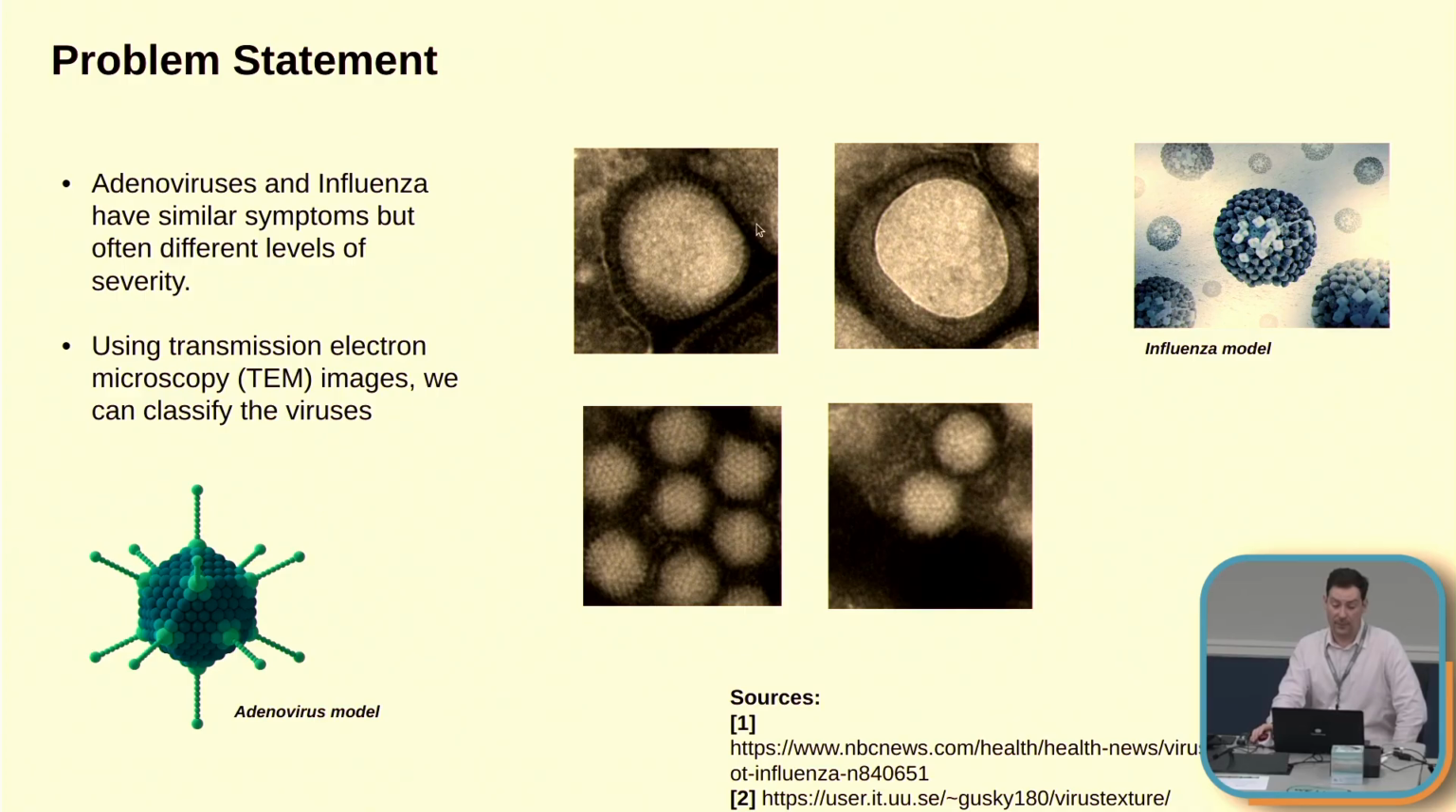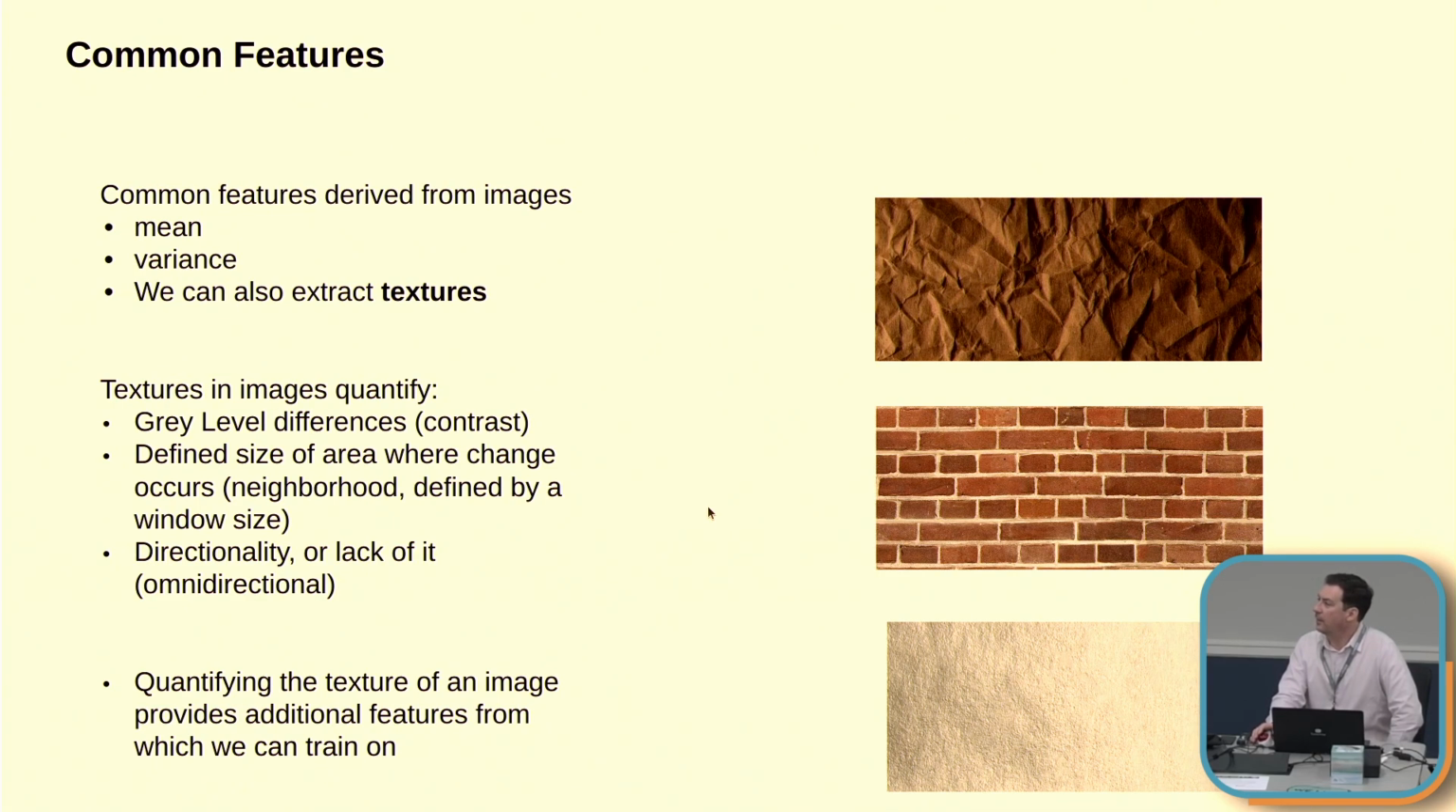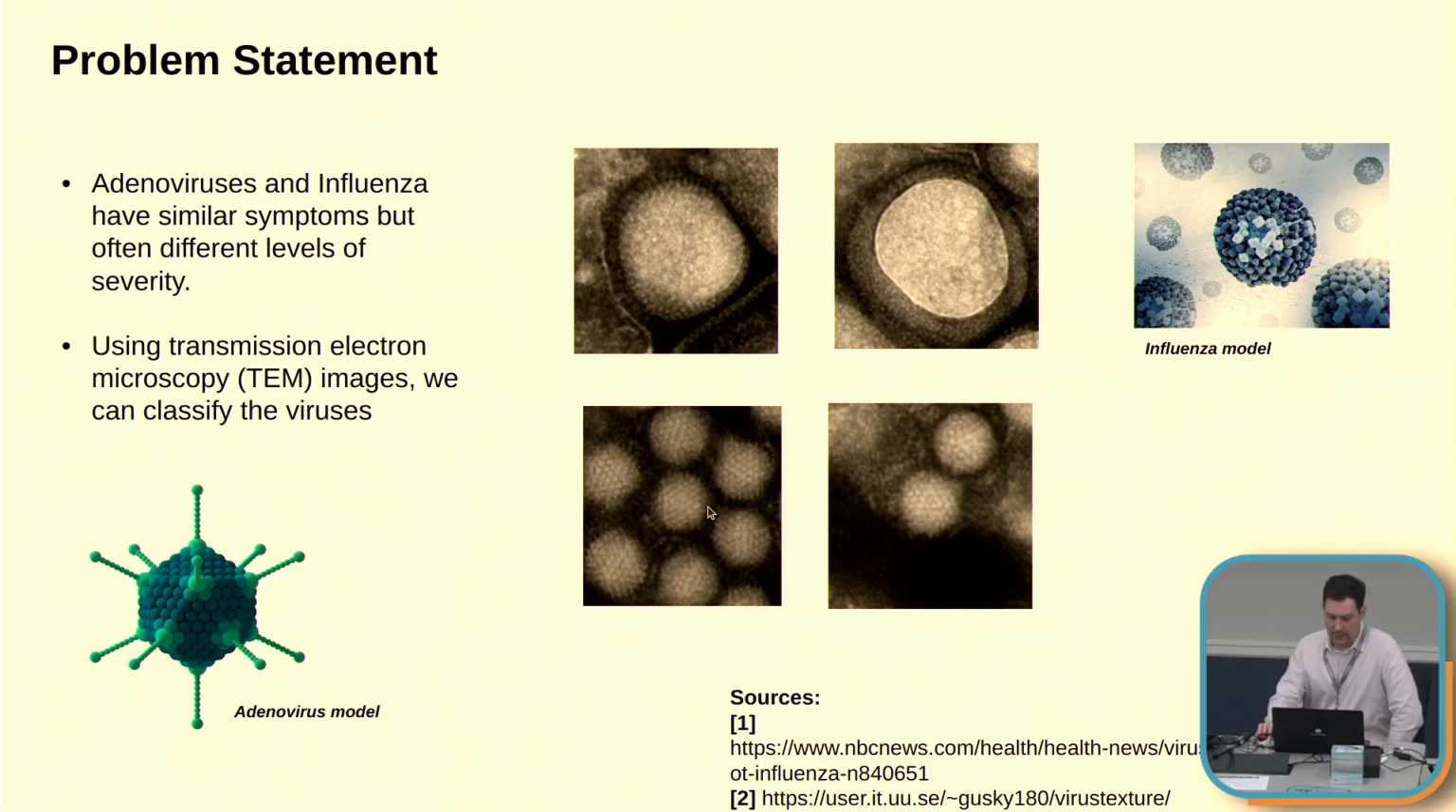And the top region here is an influenza model. It's got a unique texture with a sort of border around it. And down here, we've got the adenovirus, which also has a really unique, pixelated pattern. It's a texture that we can definitely leverage to generate features to insert into a machine learning model.